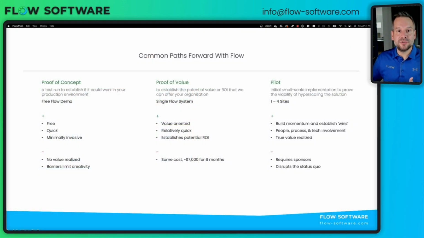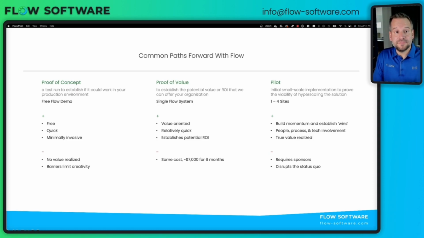Moving forward with Flow is typically very easy, and there's 3 different ways you could do it. We offer proof of concepts. We have a free demo on our website where you can download the software, try it out for yourself, see how the calculation engine works, and decide whether or not it's something that you want to move forward on a proof of value or a pilot. Proof of value, we would recommend a 6-month subscription license. This is going to get you started on a single site. There's no limits to the Flow license on your proof of value, and it'll cost you approximately $7,000.